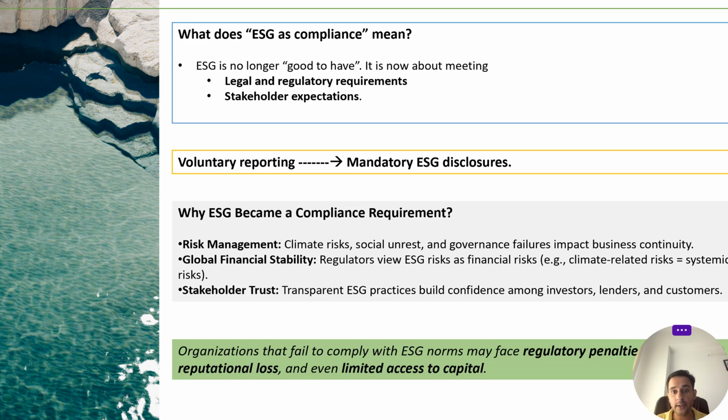So if you want their money to be invested, yes, you have to report on these. You have to report your climate related risk. You have to report your corporate governance related risk, which are mostly embedded in the risk management. Then stakeholder trust. So transparent ESG practices build confidence among investors, lenders, and customers, as we have discussed.